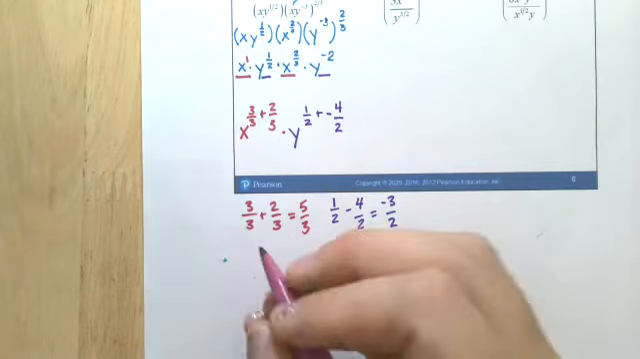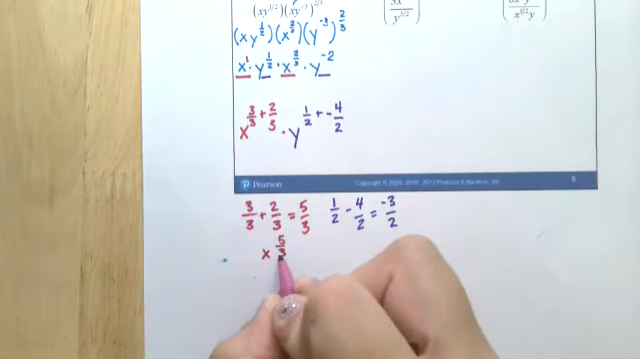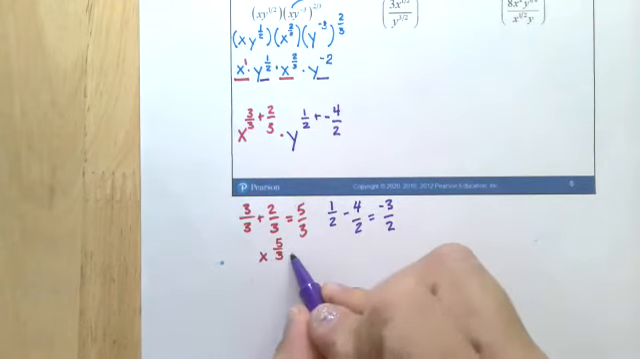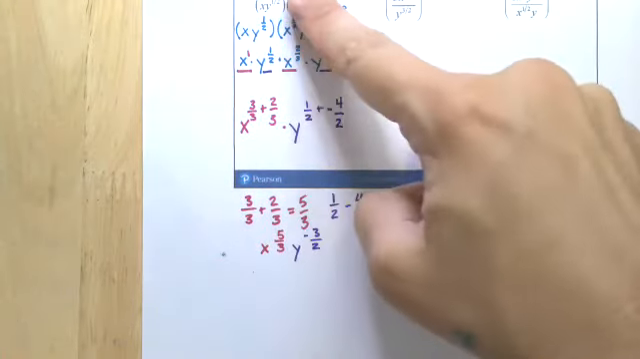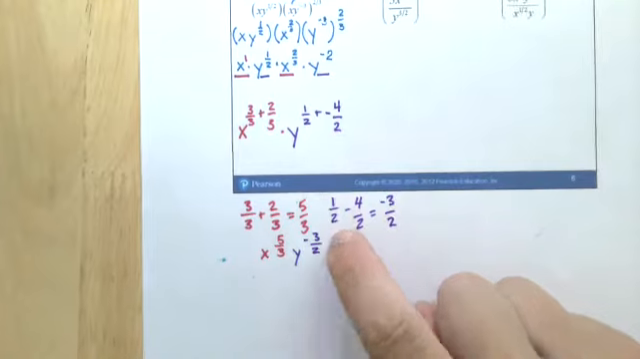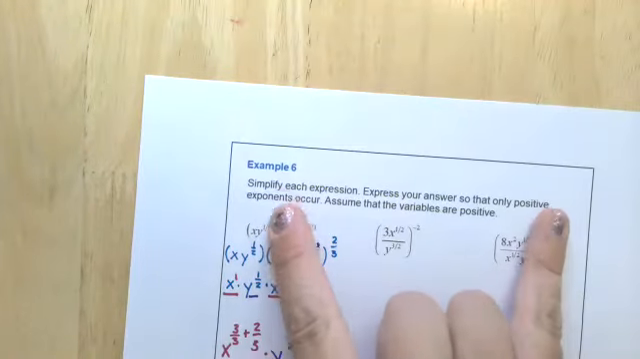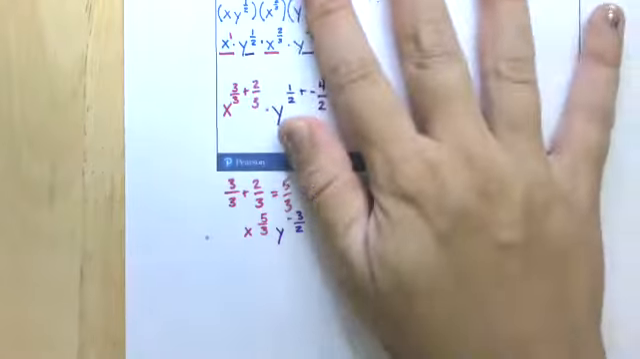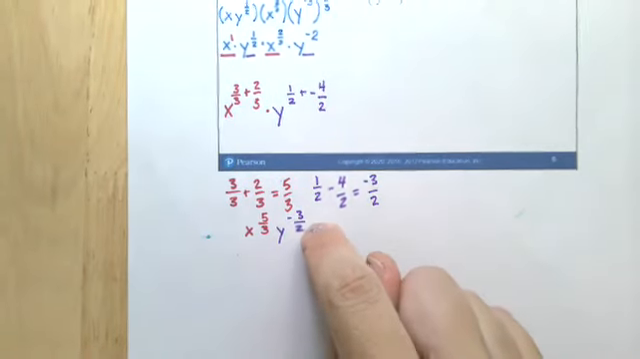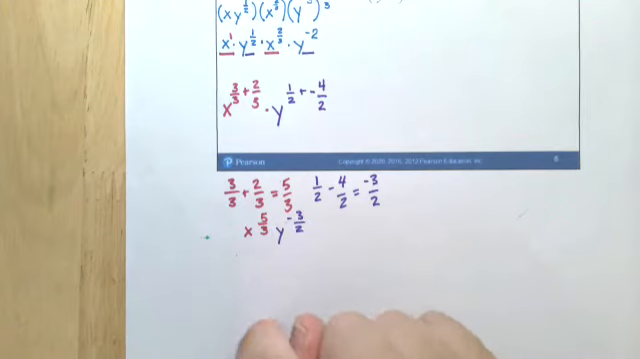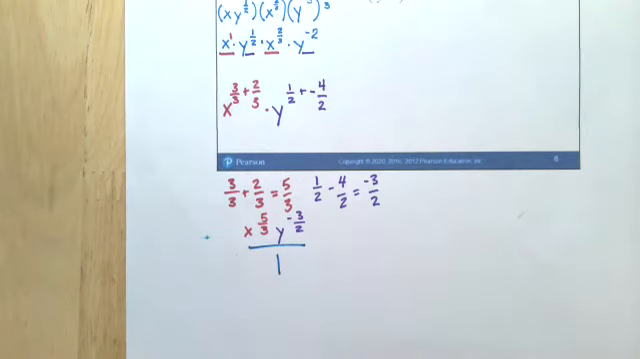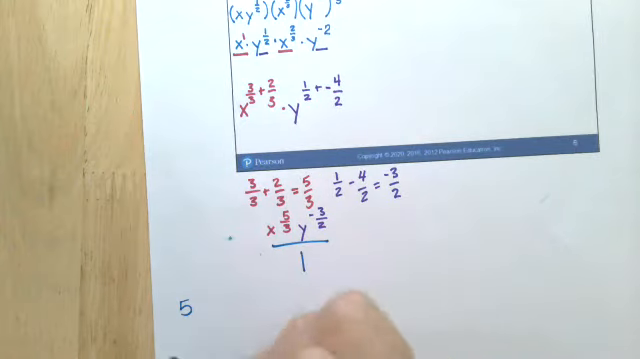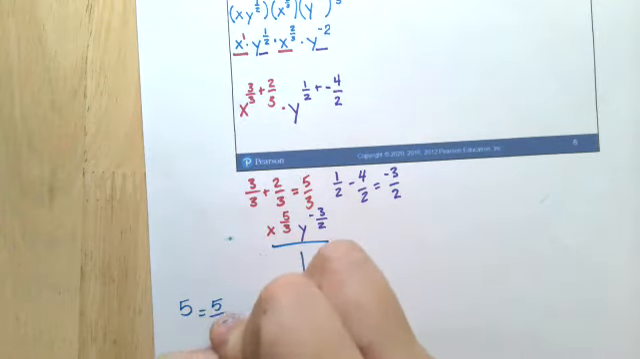So now we have x to the 5/3 times y to the -3/2. So we have simplified this to this, but we can't have negative exponents. It says only positive exponents. This one's negative. We want to make it positive and move it to the bottom of the fraction. So right now you could say all of this is over 1, right? If you wanted to make it into a fraction, you can make anything into a fraction by just putting it over 1. 5 is the same as 5/1, right?